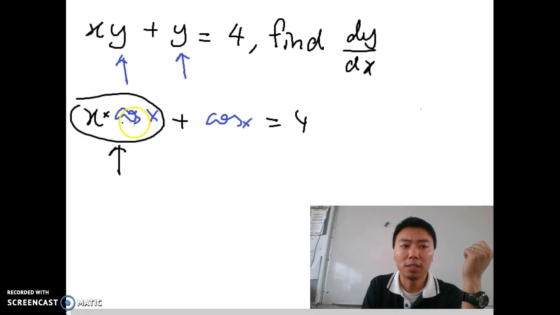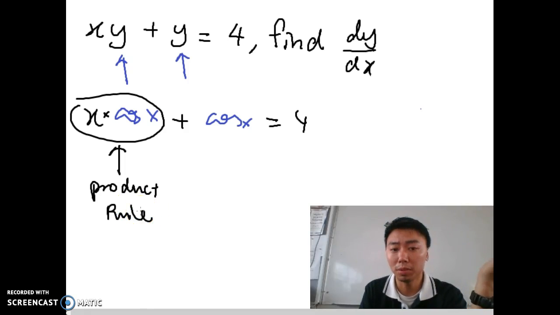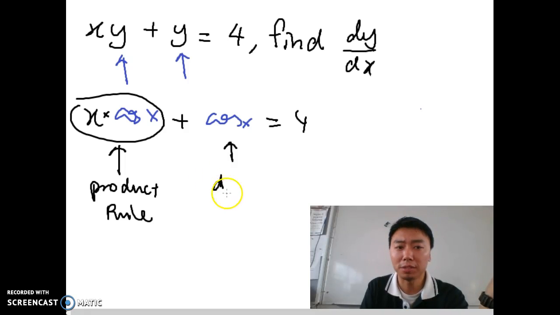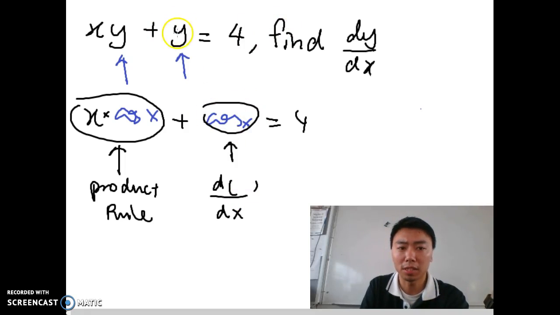You see there's a multiplication in between two things. That means you need to do product rule. So you decide to do product rule, then you know what to do. This one, you know you need to differentiate it. You just differentiate something to dx. What that thing is cos x, and also we can call it y. That means we're going to do dy dx.